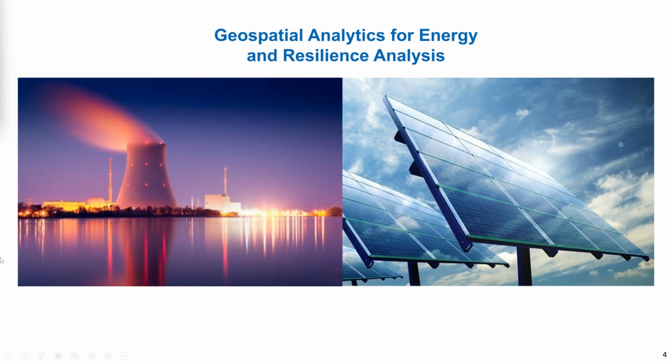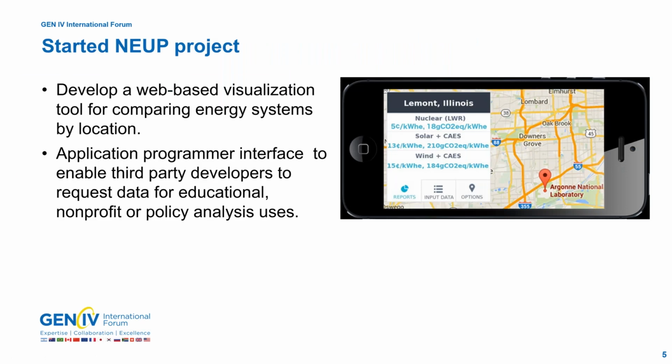And let me start by just saying that this work grew out of an NEUP project that was funded back in 2016. And we were contracted to develop a little tool that could be deployed either through a web browser or on a handheld device that would allow people to click on a location and understand how different energy systems that could be sited in that location would compare on the basis of levelized cost of electricity, footprint of various kinds, water use, land use, but also carbon signature.